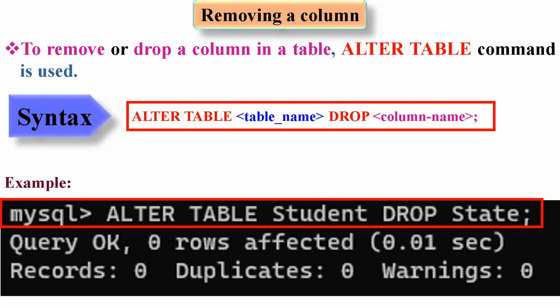Let's learn how to remove a column from a table. To remove or drop a column in a table, the ALTER TABLE command is used. The syntax is ALTER TABLE table_name DROP column_name; For example, we type the statement ALTER TABLE student DROP state; where student is the table name and state is the column name.